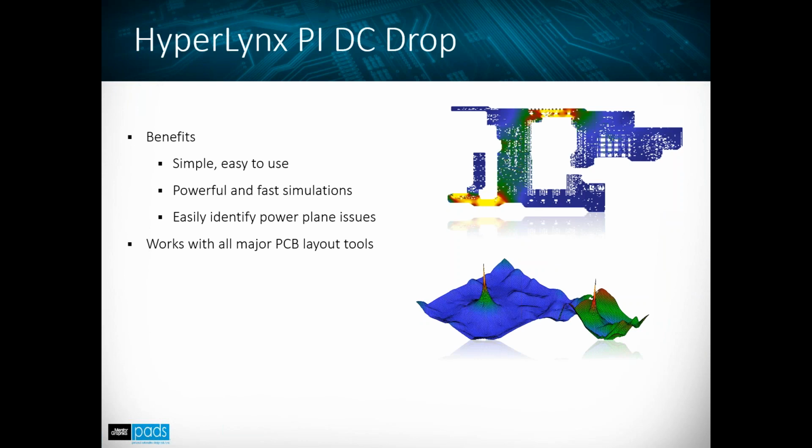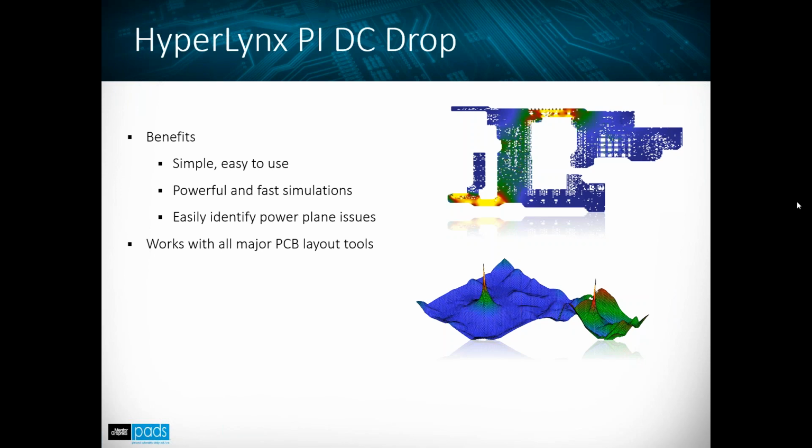Okay. Just some benefits of HyperLynx PI DC Drop. It's very simple to use, very easy to use and set up. So I'll go through a demo, and you'll see how quickly I can accurately simulate what our DC drop is going to look like on our power planes. Very powerful, very fast, easy to identify those issues.